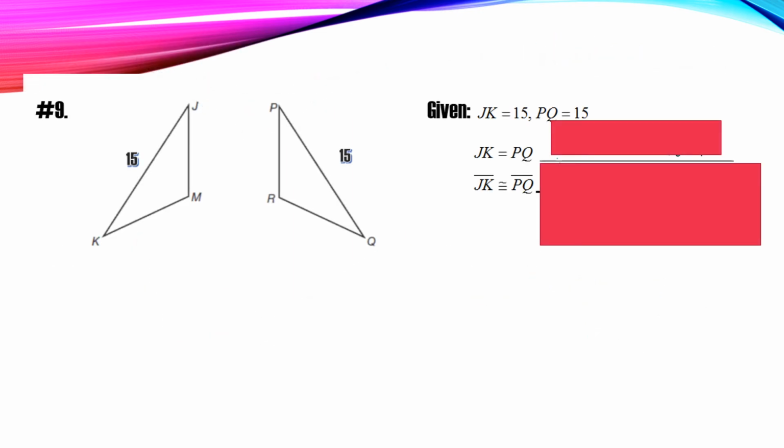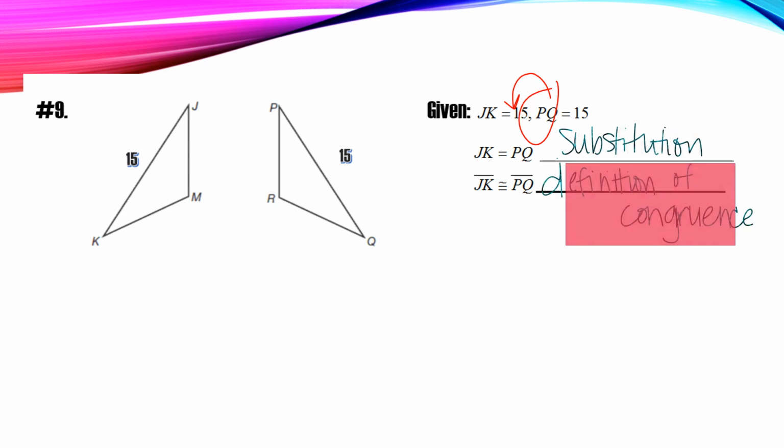Number 9, so given JK is 15 and PQ is 15. So again, this is kind of like the other one. We can plug PQ in for 15 by substitution to get JK equals PQ. Then we can say they're congruent to each other by definition of congruence. These theorems and postulates are always going to come back up, guys. You're going to continue to use these through this whole entire year of geometry, so make sure that you have those sheets handy.